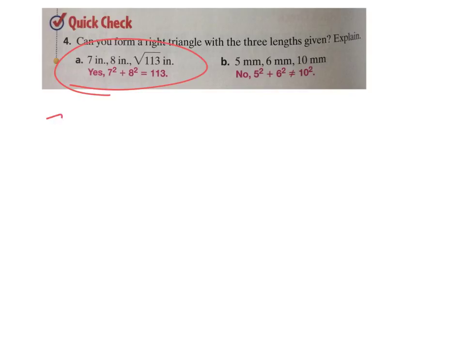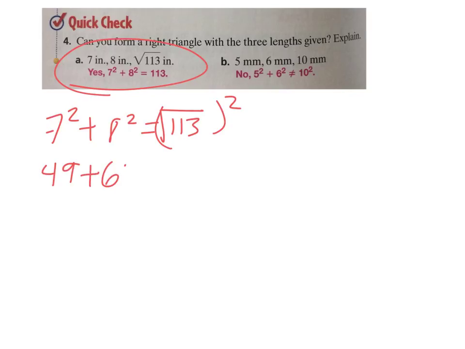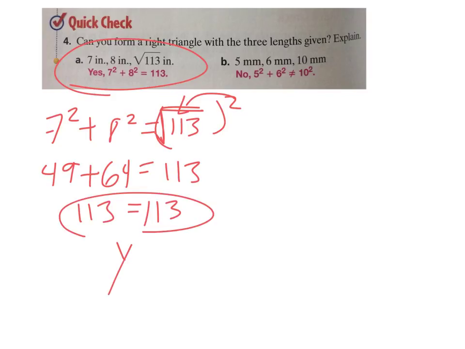So we fill this out, so 7 squared plus 8 squared equals the square root of 113, squared. Looks kind of weird, right? So 7 squared is 49 plus 64. Now that equals 113 because squaring a square root just undoes it and leaves us just the number. So on the left side, we add 49 and 64, and we do get 113. And obviously 113 equals 113, so the answer is yes.